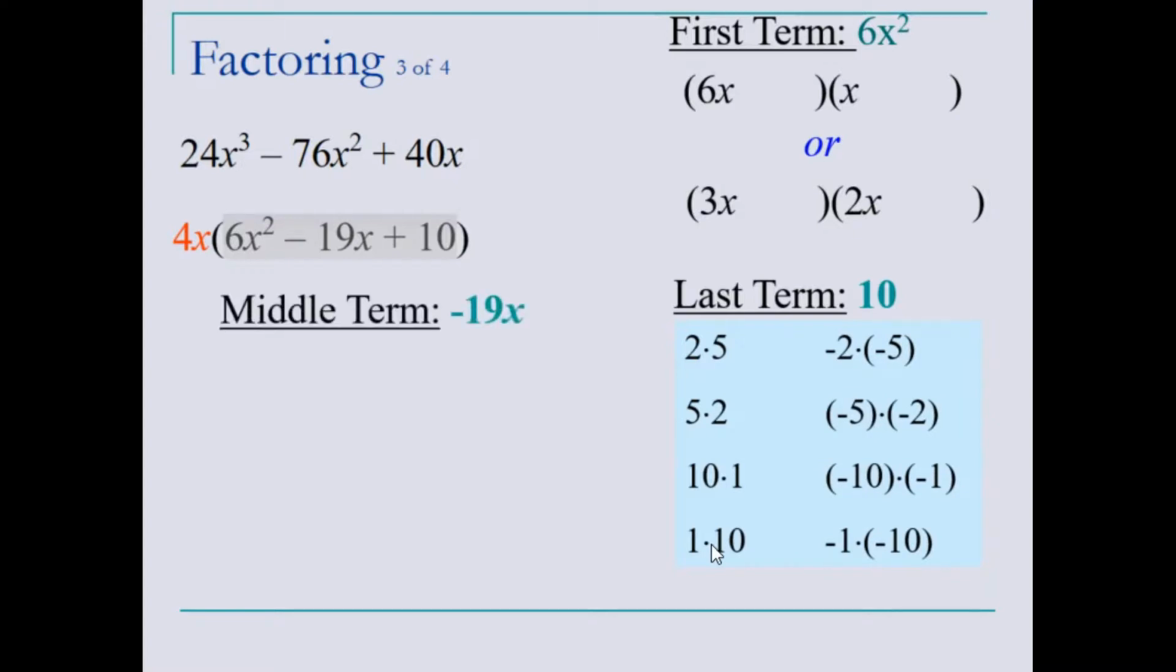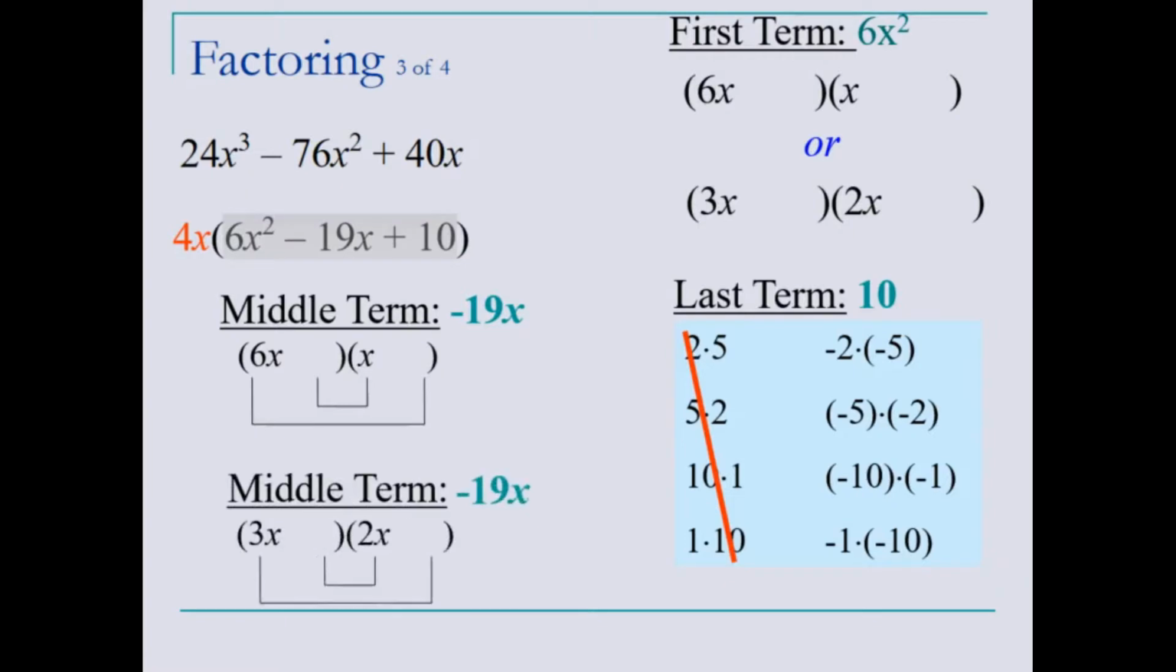Our middle term that we're trying to determine is a negative 19x, which means we can eliminate those positive factors for the last terms of the binomials. So we begin our process by checking multiplication to see if the sum of the outer and the inner gives our bx, or negative 19x. Note that both first term options need to be considered.